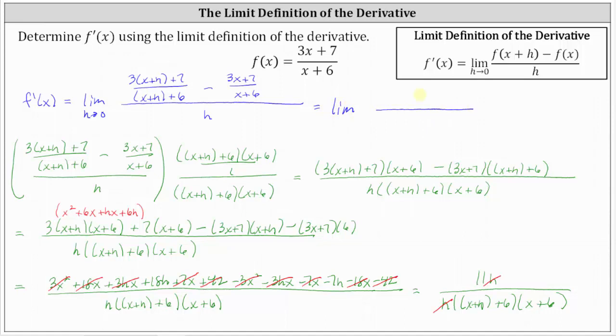of 11 divided by the product of the quantity x plus h plus 6 and x plus 6 as h approaches 0. We'll notice in this form, we can perform direct substitution. The limit is equal to 11 divided by, well, if h is going to 0, we just have the quantity x plus 6 times the quantity x plus 6, which gives us the square of the quantity x plus 6. So now we know, using the limit definition of the derivative, f prime of x is equal to 11 divided by the square of the quantity x plus 6. I hope you found this helpful.